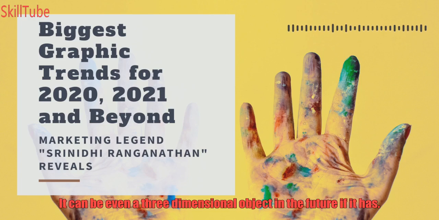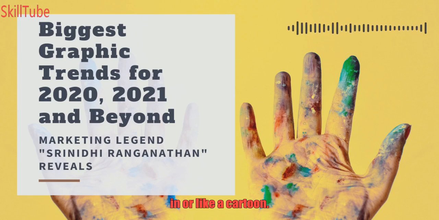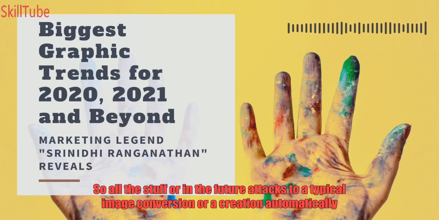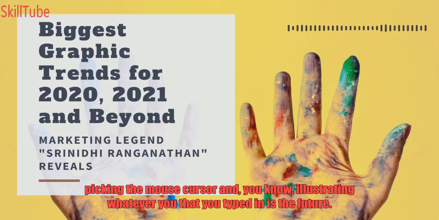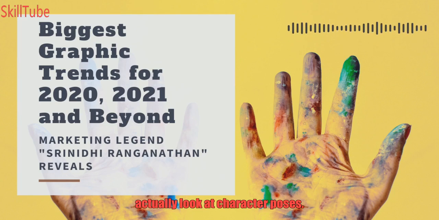It can be even a three-dimensional object in the future. So it can create a 3D version of the woman walking on the road, or maybe a 2D version of the woman walking on the road, like a cartoon. So all this stuff is in the future, a text to image conversion, or a creation, automatically picking the mouse cursor and illustrating whatever that you typed in, is the future. Okay, so right now you can use tools like Pixton. You can use the Vyond tool to actually look at character poses and all this stuff.